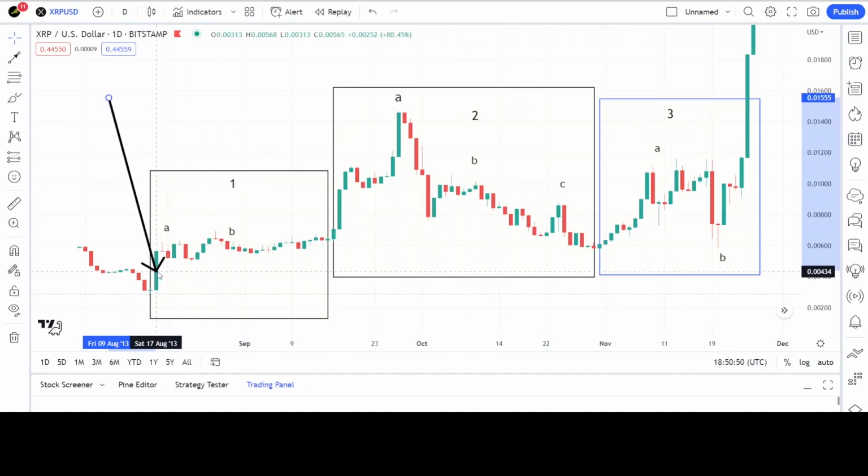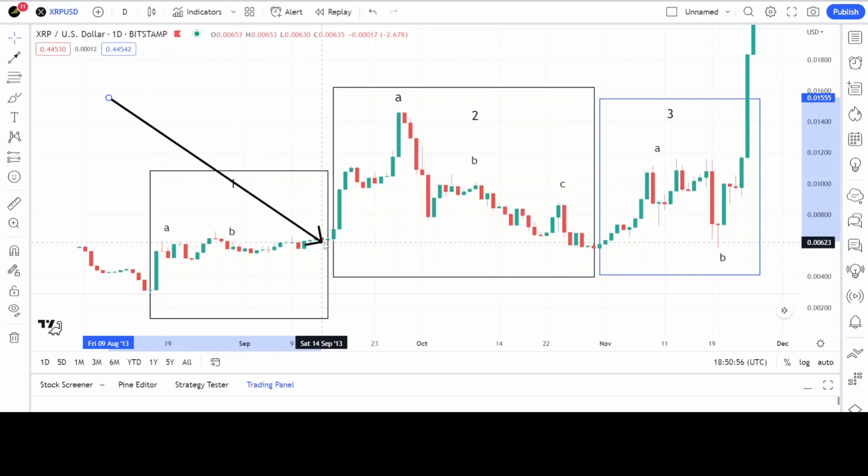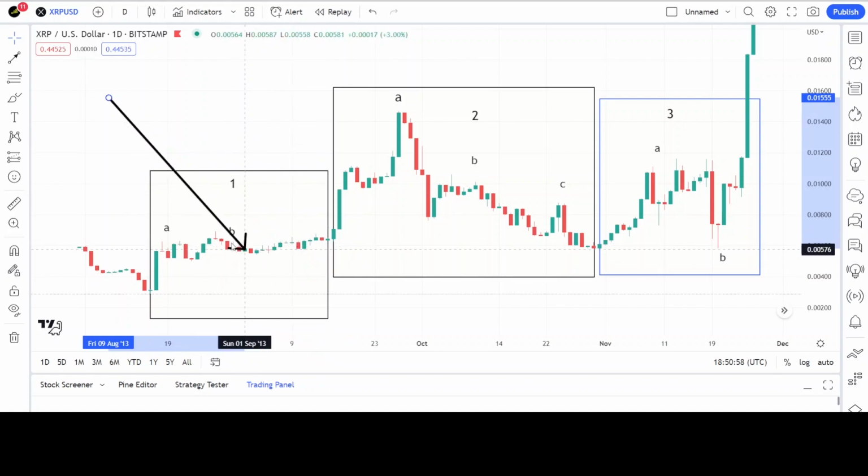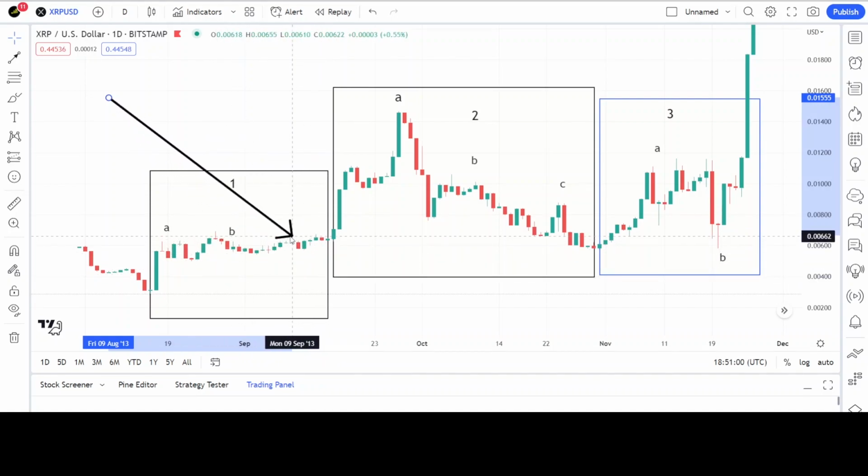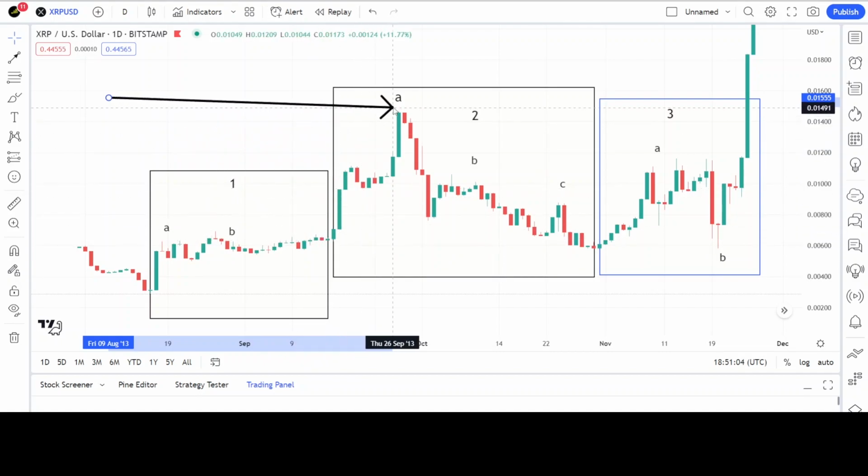So in part 1, it moves up. There's two parts. There's part A and B. Part A is where it moves up. Part B is where it goes kind of flat or sideways. Sometimes it kind of goes a bit downward like that. So now we are in part 2. So part 2 moves up again.